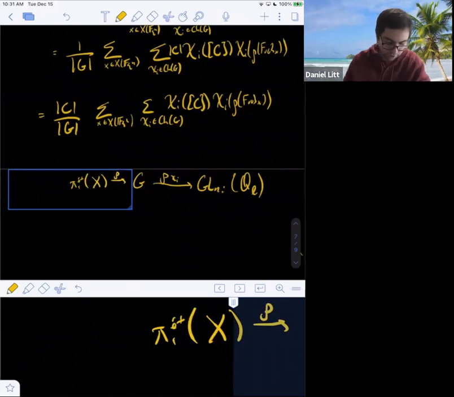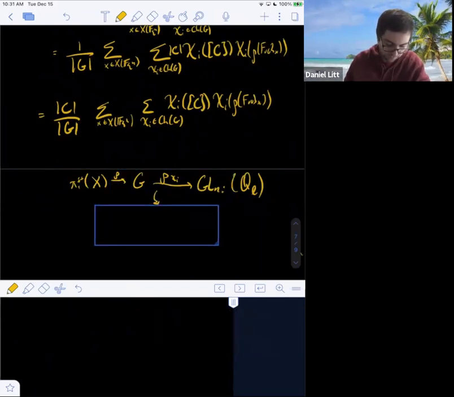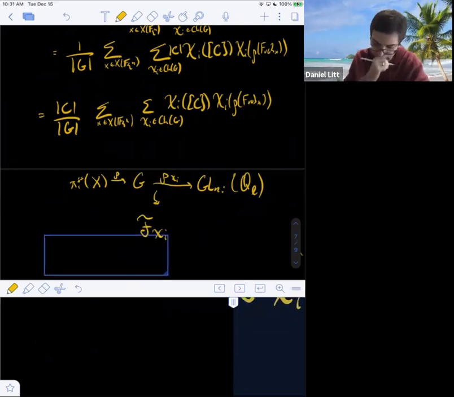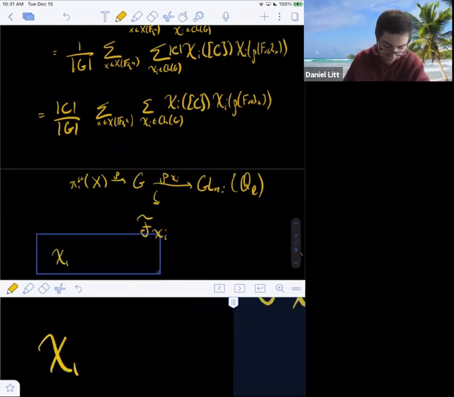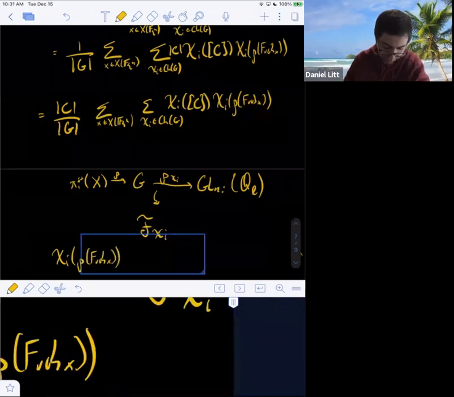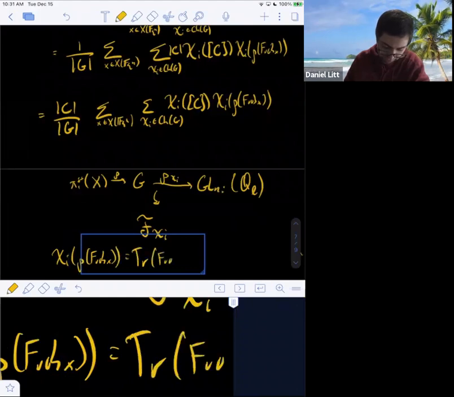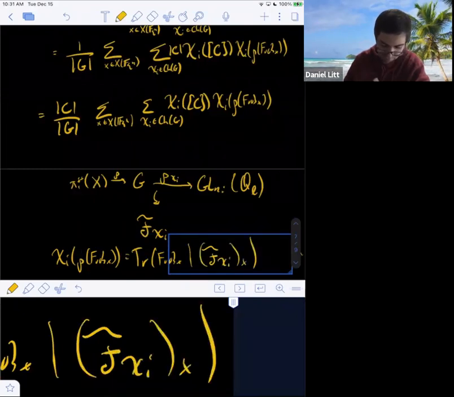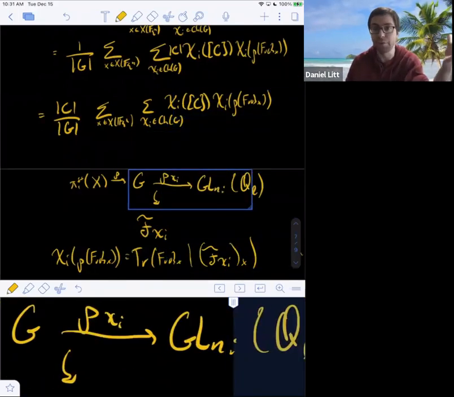So let's call the associated sheaf F sub chi I. And if you just unwind definitions, this chi I of rho of Frob X is precisely the trace of the Frobenius at X acting on the fiber of F chi I at X. And why is that? Well, what is chi I? It's just the trace of rho chi I. I mean, that's how you go from a representation to a character.